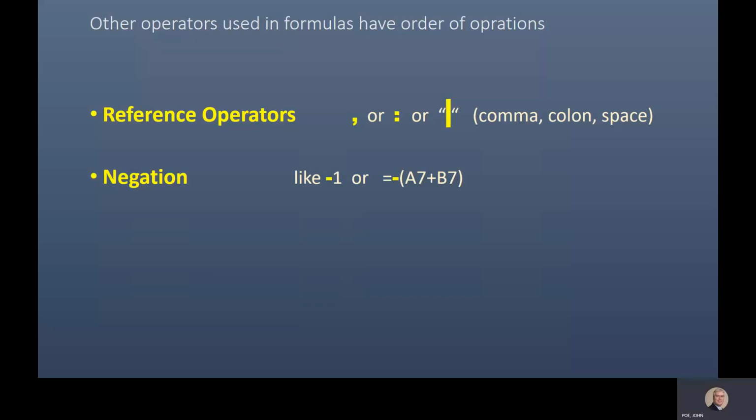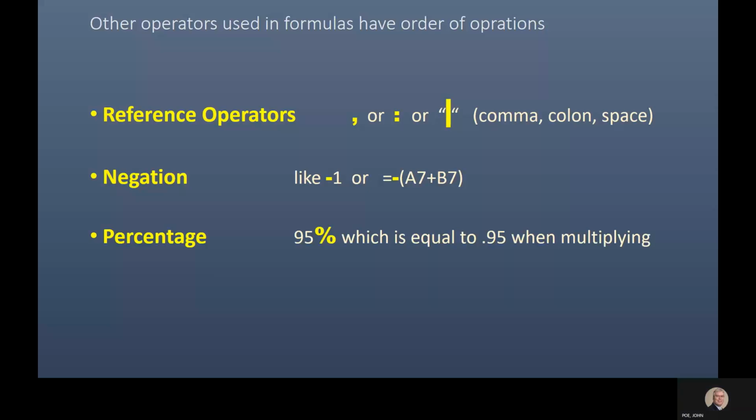The second item is called negation. If I put a minus beside a 1, it means something different than simply a 1 by itself. I can also use it to make an entire calculation negative instead of positive. You've also got percentage. 95% is equal to multiplying by 0.95.